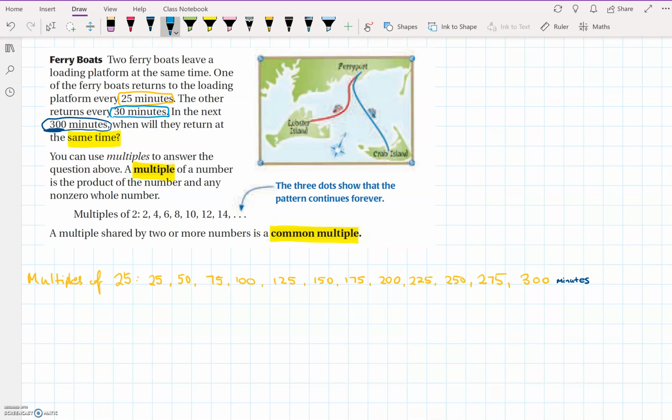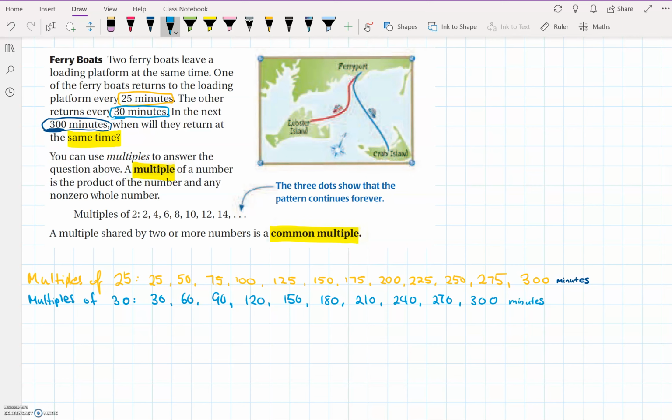The second thing is, I want to see which numbers this boat has in common with the other one that returns every 30 minutes. So I'm looking for multiples of 30 this time. Start with 30, 60, 90, 120, 150, 180, 210, 240, 270, and 300 minutes.